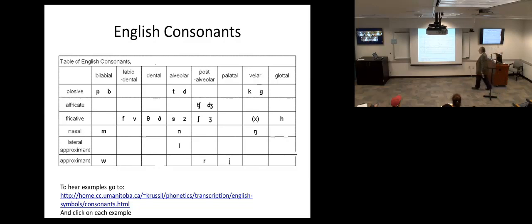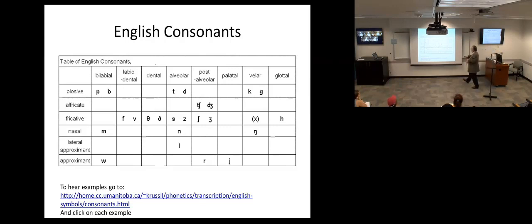So again, let's go over the sounds. P, b, t, d, k, g. These are the stops, or occlusives. Ch and j, church, judge. F, v, th, th, s, z, sh, zh. Okay, zh is fairly rare. You get it in garage, in jejune, but other than that, it's fairly rare.